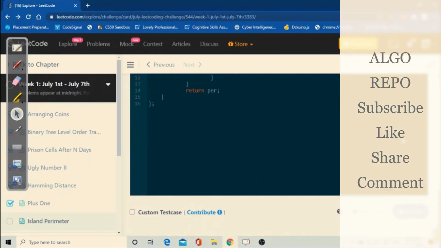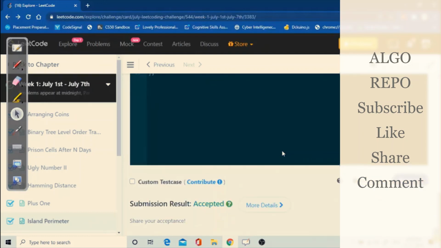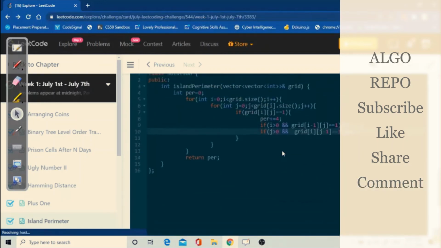So the test case is running fine. So let's see if the solution is working fine for all the base conditions. So yes guys, it is accepted.